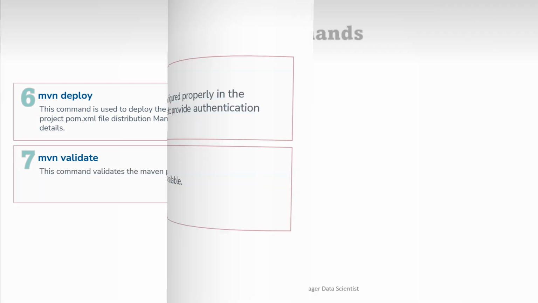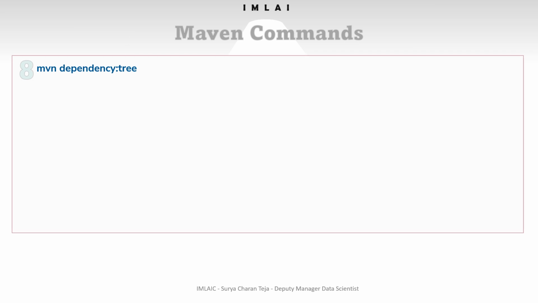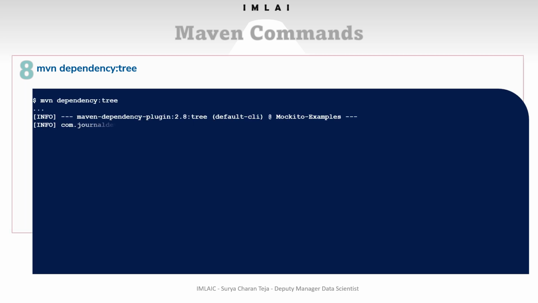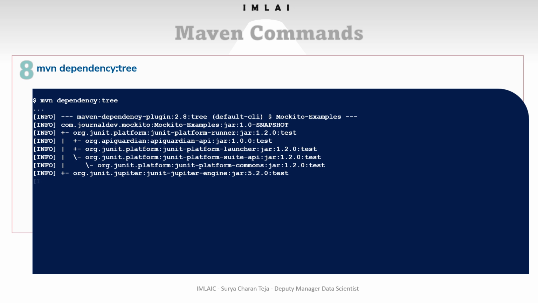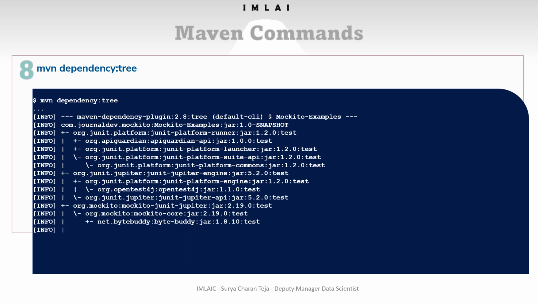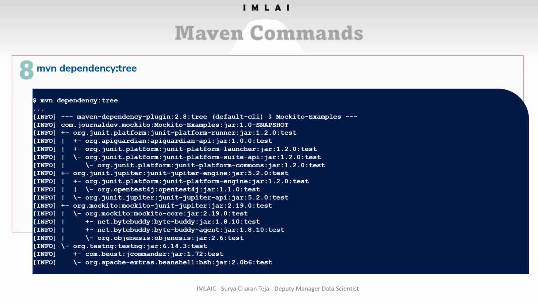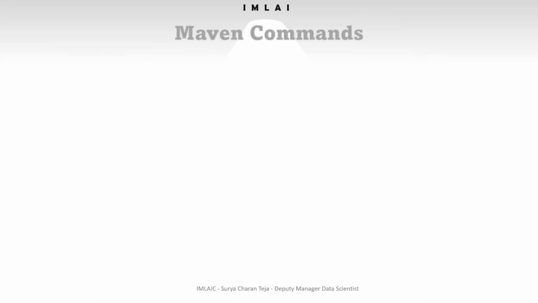Then we have mvn dependency:tree. This command generates the dependency tree of the Maven project, and this is what you get. All the dependencies will be put as a tree diagram. We will see that. We will test this command too.